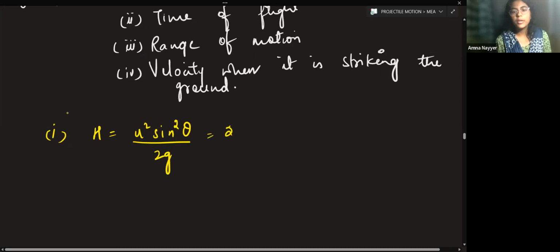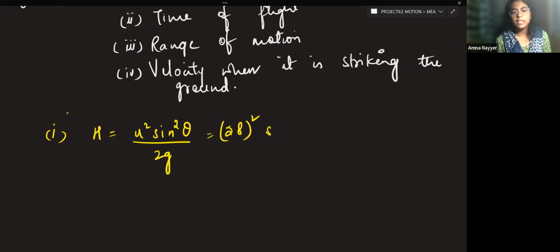Now u square will be 28 square. This will be sine square 30 degree, divided by 2 into 10. So 28 square into sine square 30. Half into half will be 1 by 4. So the 2 will get cancelled, 100 by 10 will give you 10. So height will come out to be 10 meters.